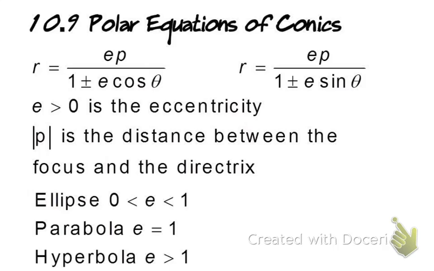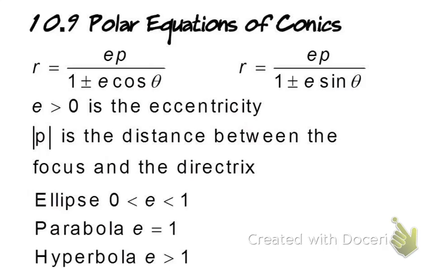If you're looking at the two equations here, you notice they're very similar. The only thing different is the cosine and the sine. And then we have some e and p values in here. So e has to do with the eccentricity of the graph, and we talked about that before. That's kind of what determines if it's more circular or more elliptical, a little more squished. The p value is the distance between the focus and the directrix, if you remember that from parabolas and hyperbolas.